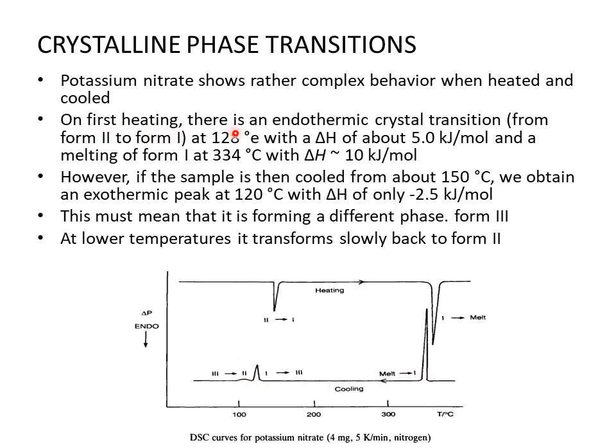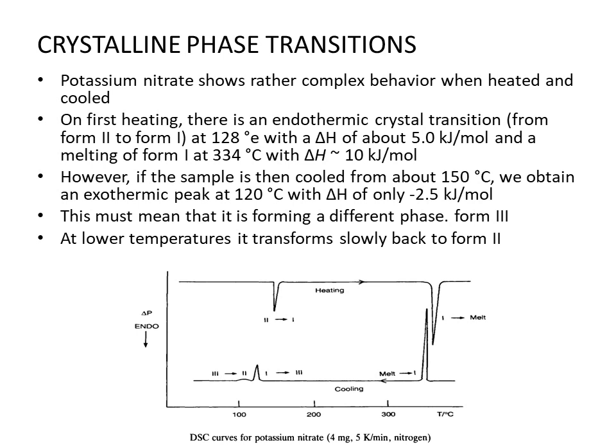On first heating, there is an endothermic crystal transition from form 2 to form 1, this one, and this happens at about 128 degrees centigrade, with an enthalpy of reaction of about 5 kilojoules per mole. Then when we continue heating, we finally get another endothermic peak, which shows the melting point, and it occurs at 334 degrees centigrade with an enthalpy of fusion of around 10 kilojoules per mole.